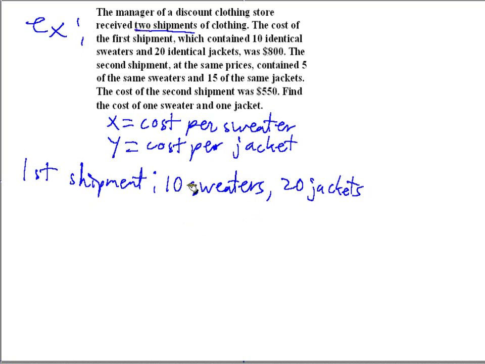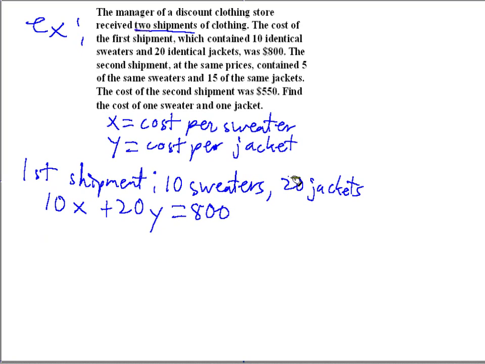So what does that mean then? Well, if it costs X dollars per sweater and we bought 10 of them, the cost is 10 times X, so this will be 10X. If we bought 20 jackets and it costs Y dollars per jacket, that means it's going to be 20Y for the 20 jackets. So it's going to be 10X plus 20Y being our total cost for the first shipment. And how much did we pay for this first shipment? $800, right? So that's equal to 800. That's the first equation.